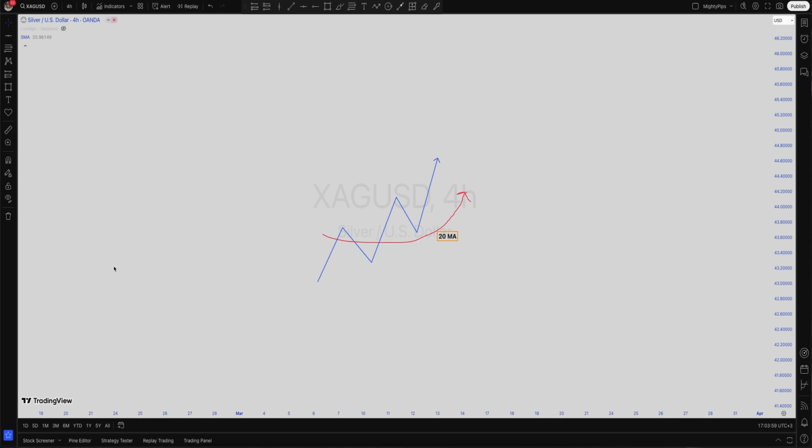So guys, we are here on the charts. We are going to be looking at this strategy on silver, but this works for all of the tradable instruments. Can be forex, crypto, stocks, anything. If you apply this, it will work.